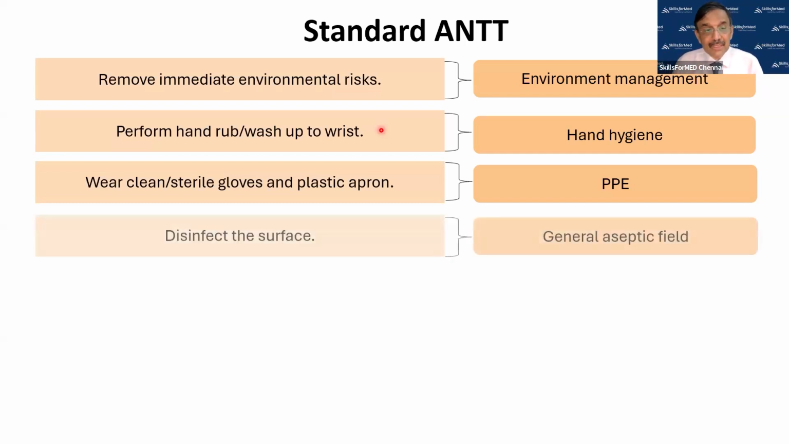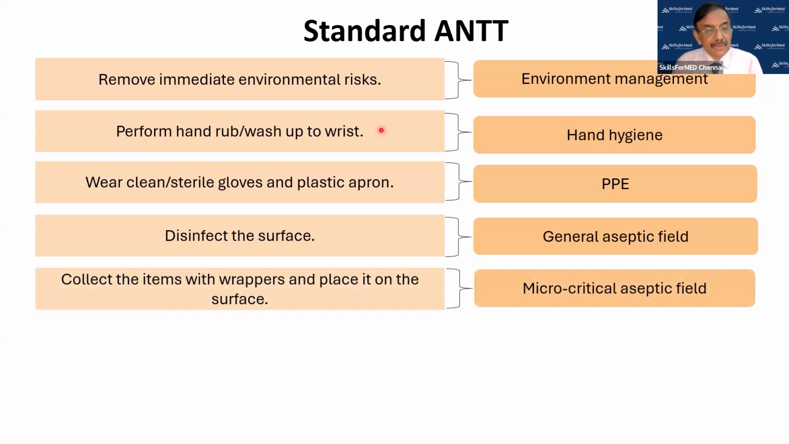Whereas for the other clean procedures like drain care or wound care, changing the wound dressing, you can just put on a plastic apron. Then disinfect the surface. So best is 2% chlorhexidine or betadine. You can disinfect the surface, and this is creating the general aseptic field. And also on the equipment side, as I told you, you clean the tray with an alcohol swab. So you create a general aseptic field.